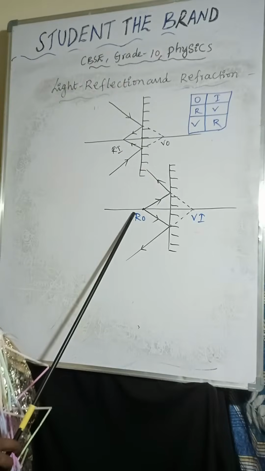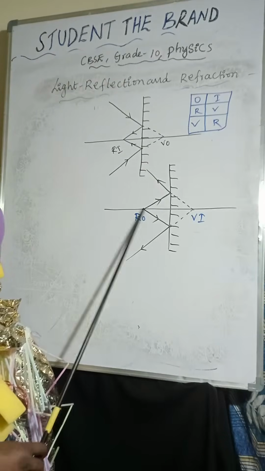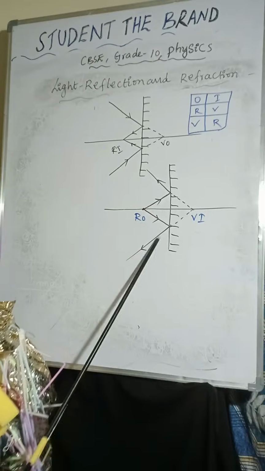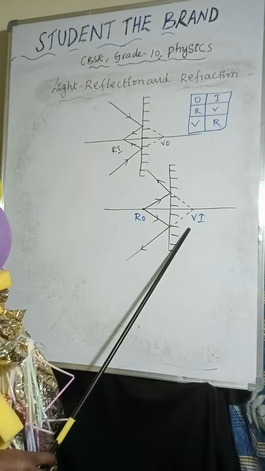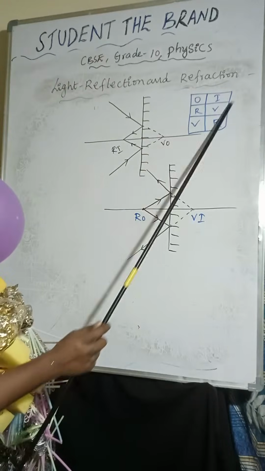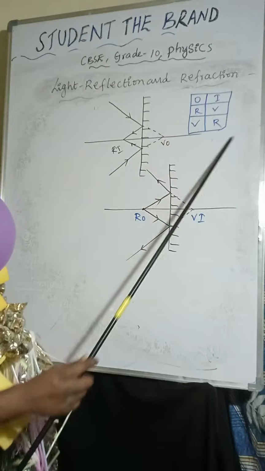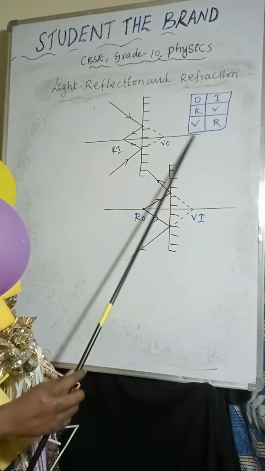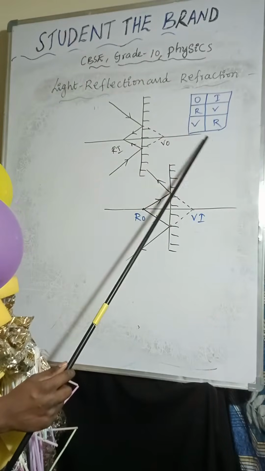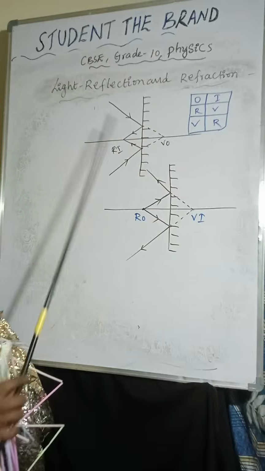Here, from this point, light rays are coming, that's why it is called a real object. The reflected light rays are meeting at one point, that's why it is a virtual image. So this is about this. This table is very important, so you must remember this table, because by looking at this table, we can understand these two diagrams.